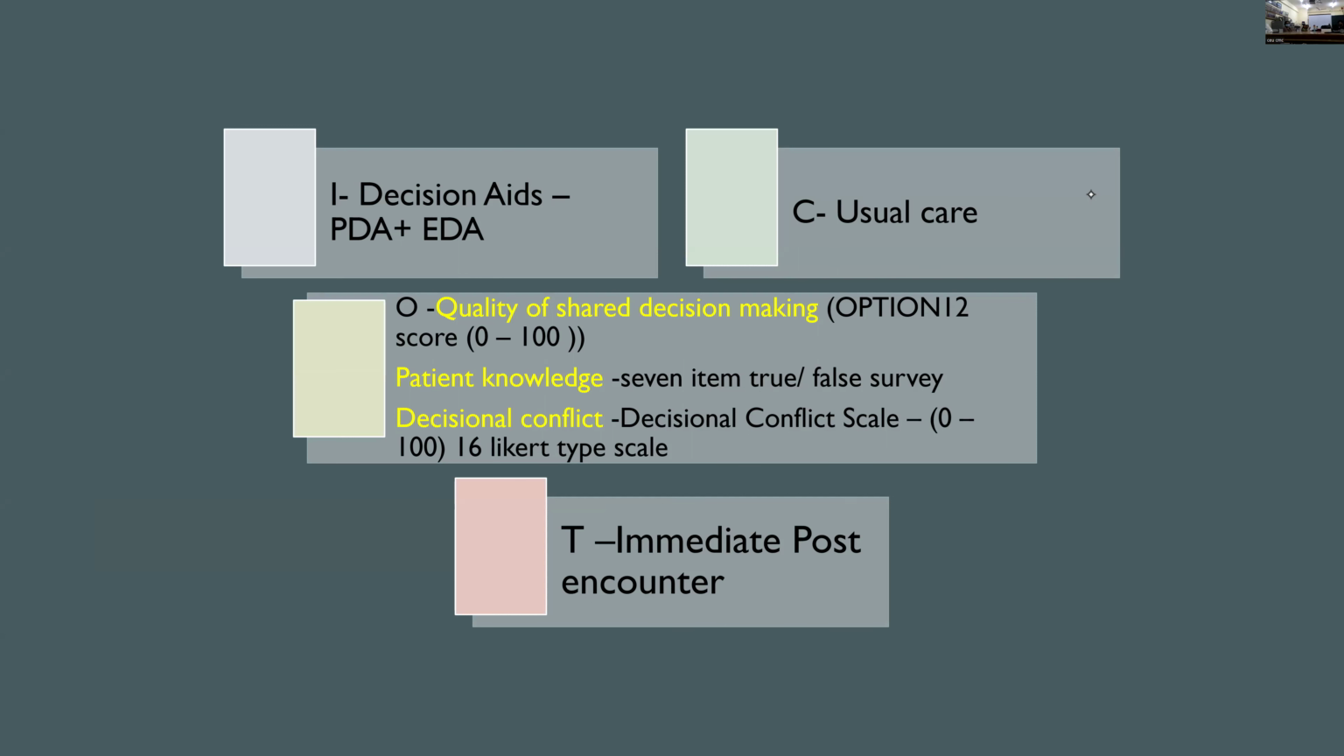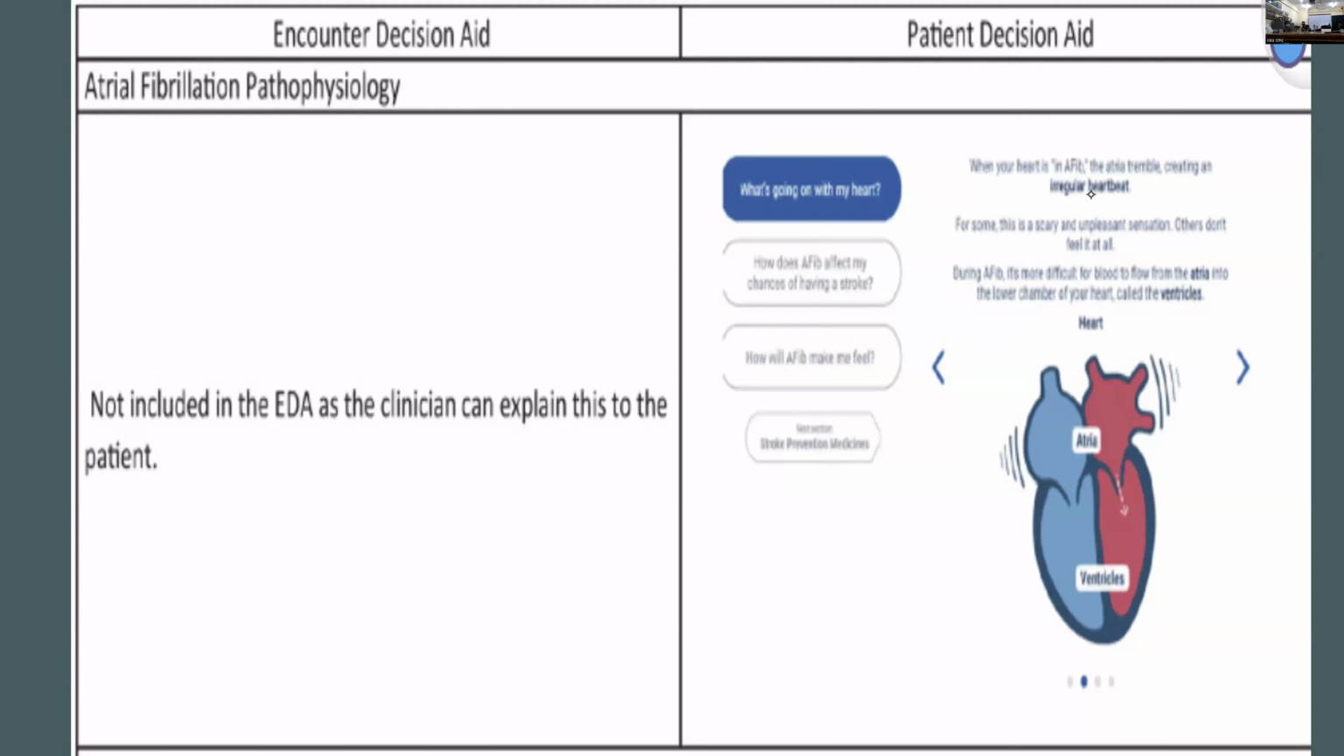The third was something called decisional conflict. They looked at a decisional conflict scale. The lower the score, the lower the conflict, and the lower score was better. So, OPTION 12 score, patient knowledge score, and decisional conflict score. For the first two, the higher the score, the better the outcome. Here, the lower the score, the lower the conflict. And in this study, the timing was immediately after the encounter.